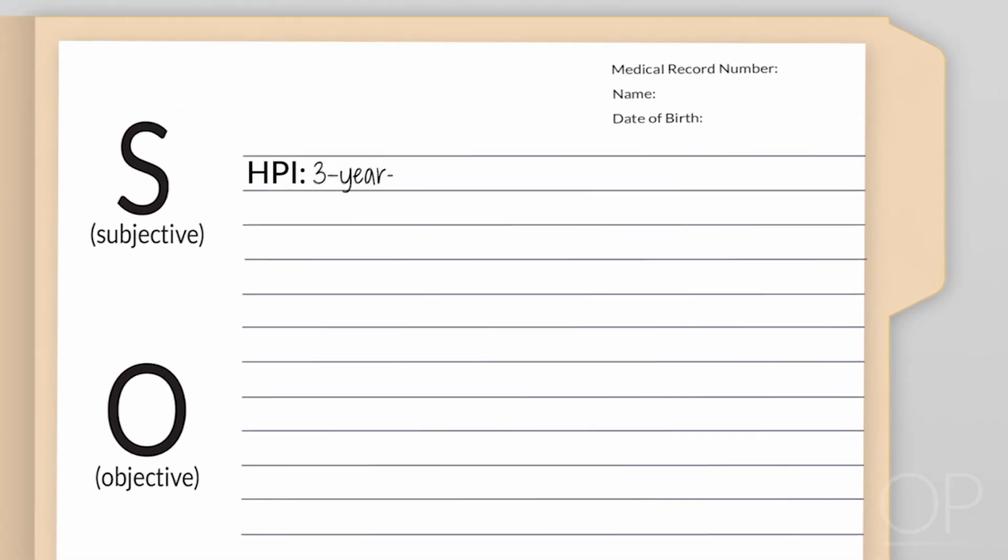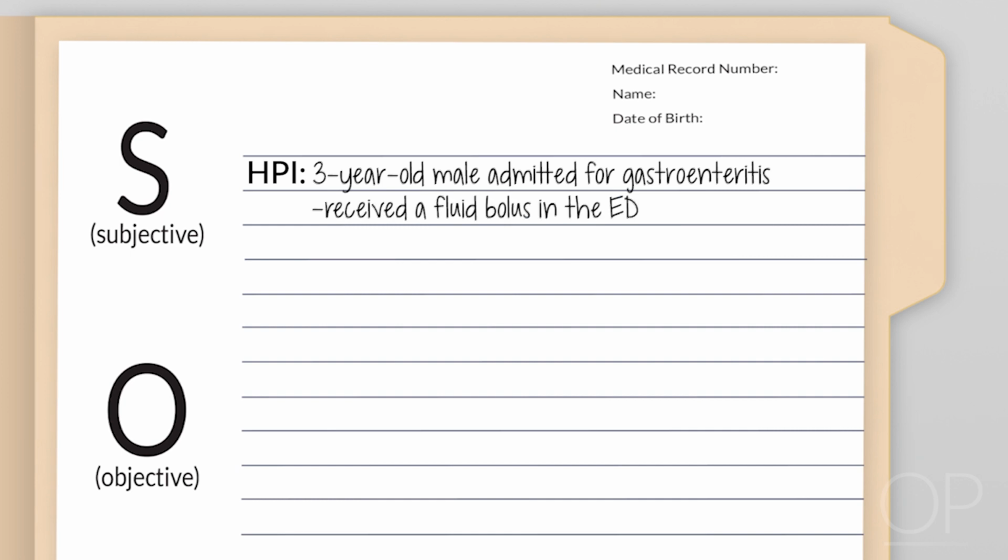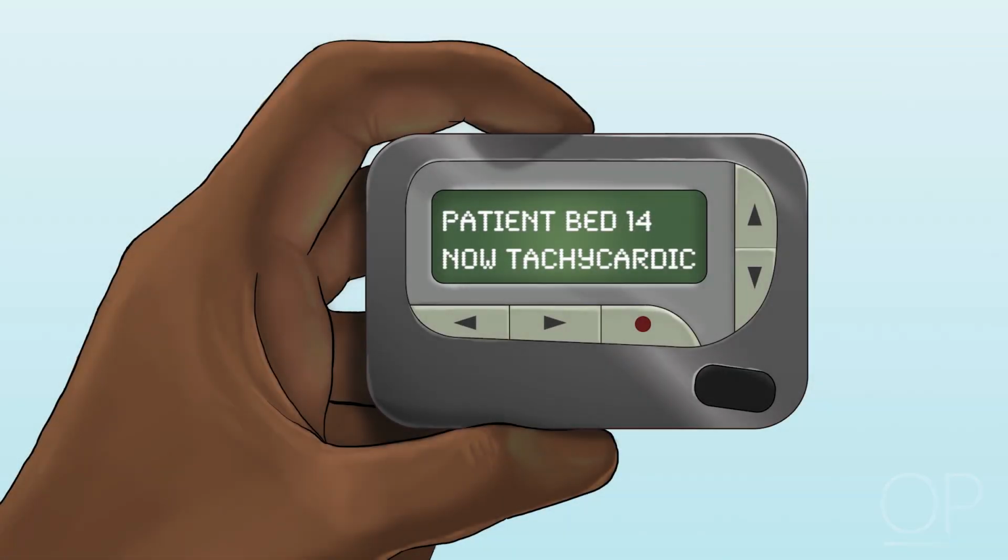A 3-year-old male was recently admitted by the overnight intern for gastroenteritis several hours ago. He has received a bolus of fluid in the ED and is now getting continuous fluids through an IV in his right hand. The nurse calls you because when the vitals were taken, he's become tachycardic.